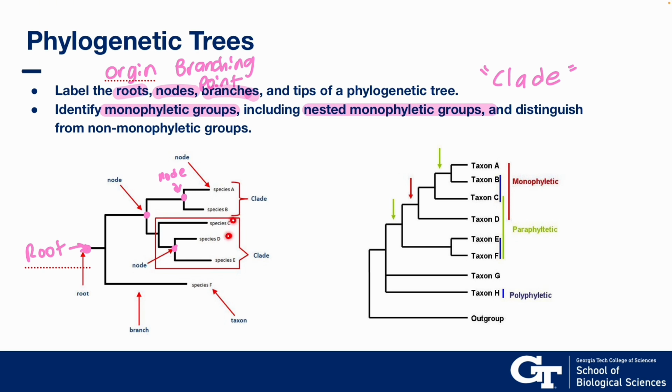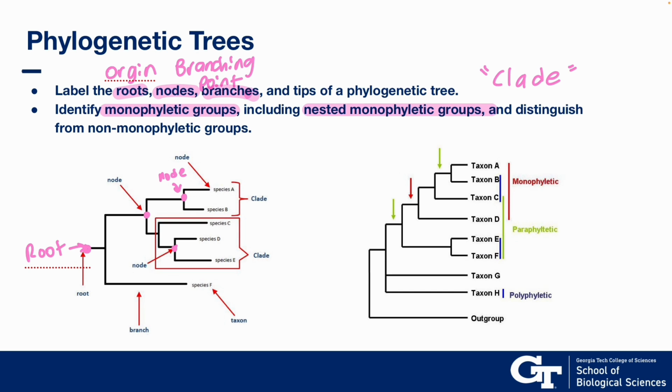Here we have C, D, and E, so we draw a box around it, we encompass a node and all our common ancestors. So we are coming down from here, and that encompasses C, D, and E. So what about D and E? D and E, yes. But what about B, C, D, and E? Are we a clade? No, because we don't include the common ancestor of A.